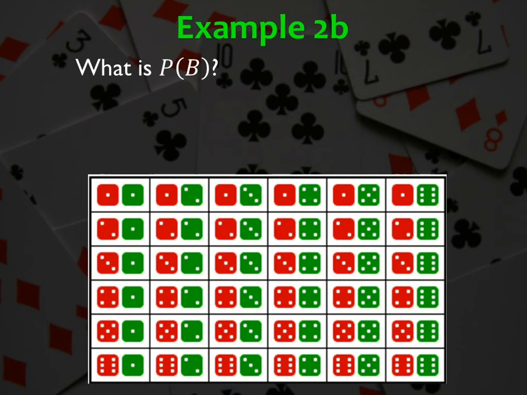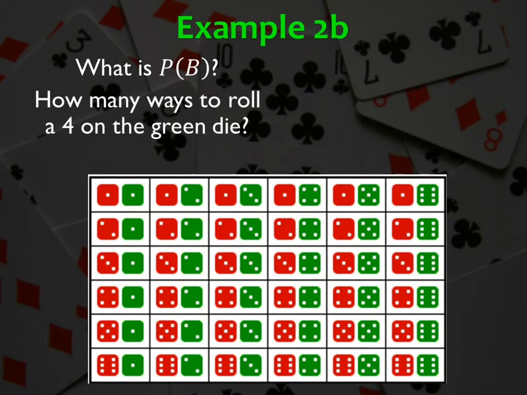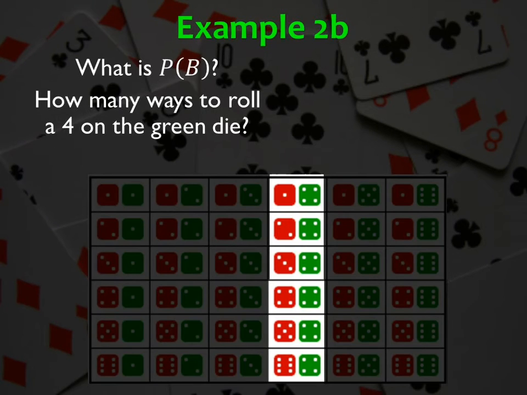Example 2B, what is P of B? Well, again, you want to count how many outcomes have a green 4. And there are 6 of them. There they are. So the total number of ways is 6. You're going to divide that by the total number of outcomes, which is 36. So 6/36 equals 1/6. So 6 represents the total ways to get event B, and 36 represents the total number of outcomes.